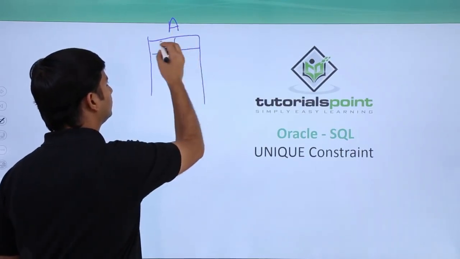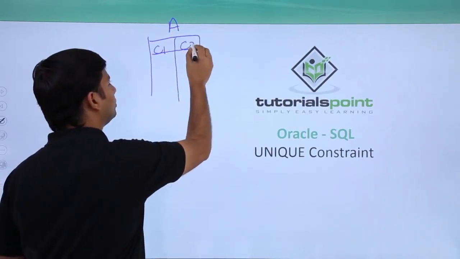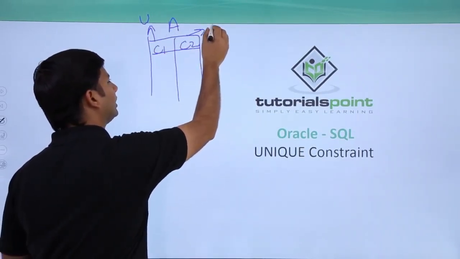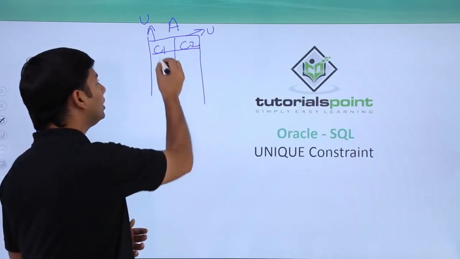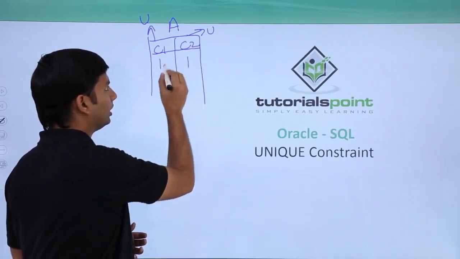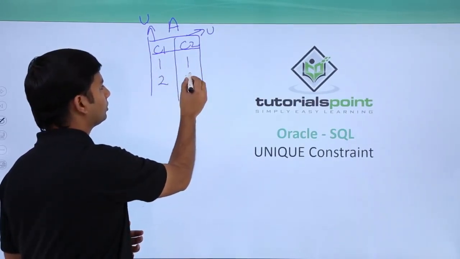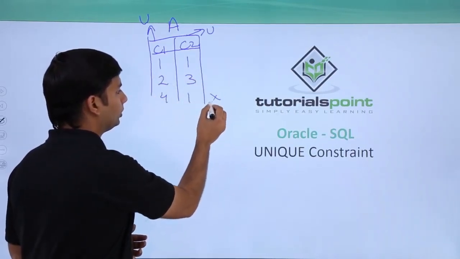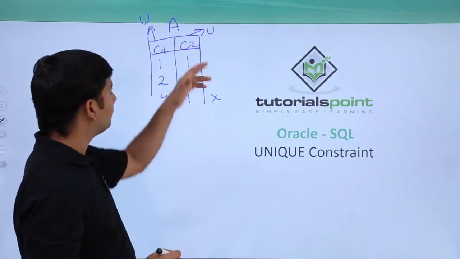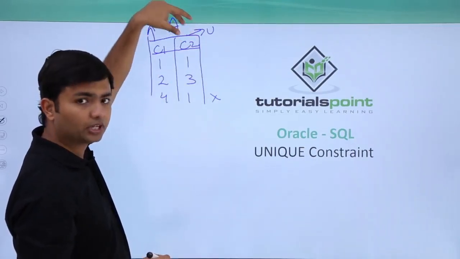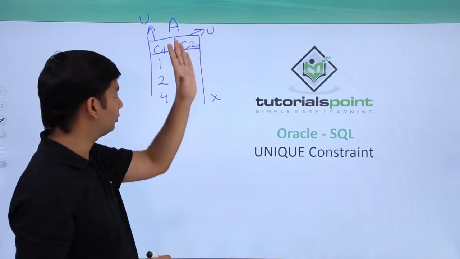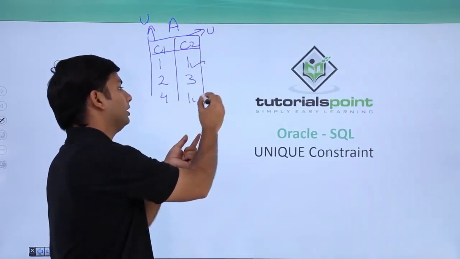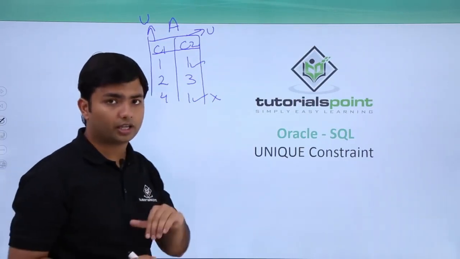there are two columns like C1 and C2, and in both the columns I have applied the unique constraint separately. So if I enter 1, 1, it is unique. If I enter 2, 3, it's again unique. But if I enter 4 and 1, this will give you an error. Why? Because this particular column is decorated with the unique constraint, so it will not allow you to pass the duplicate value. As 1 is already here, you cannot enter the 1 again.